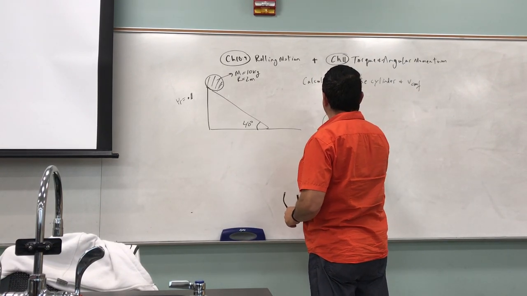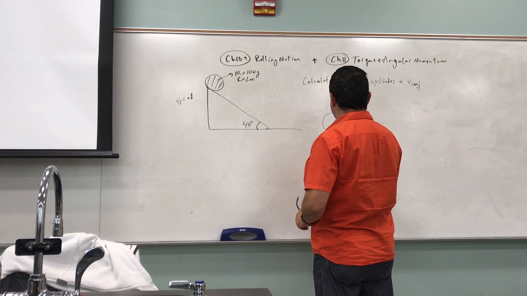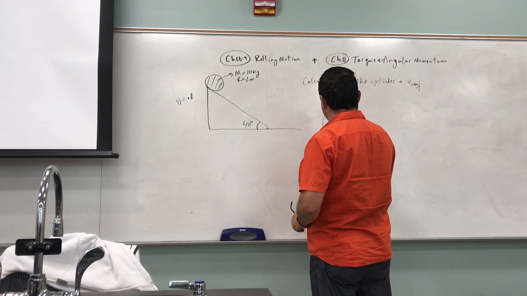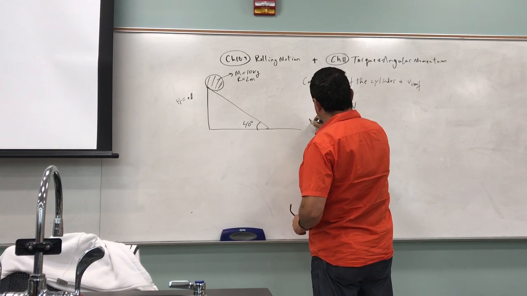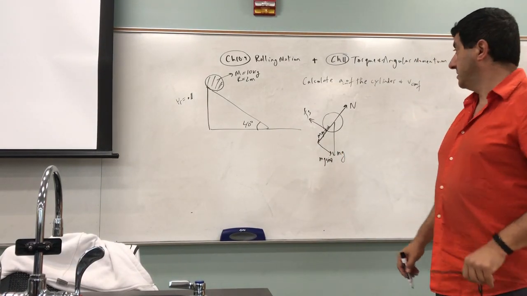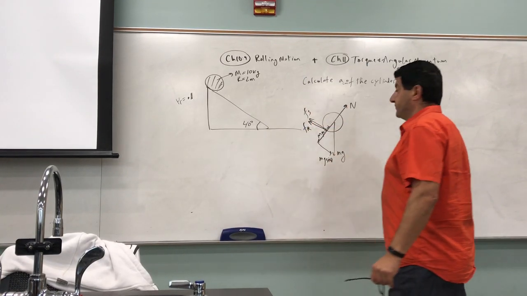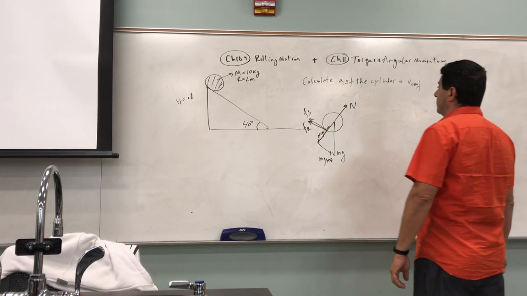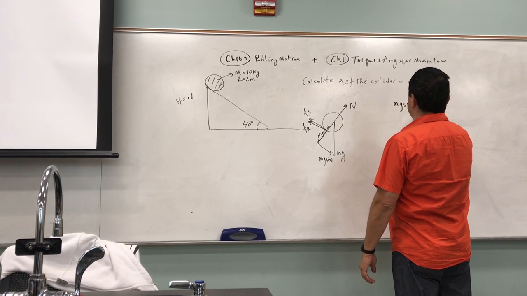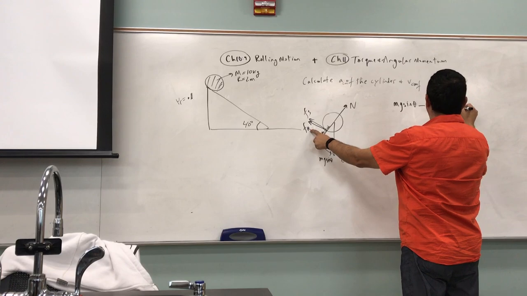Now we do the forces on the object: the normal force, mg, then your mg sine theta, and then mg cos theta. Then you have friction Fs, static friction, which makes it roll. And on top of it, you've got rolling friction, f sub r. So translationally, what's going to happen? mg sine theta minus Fs minus Fr is equal to Ma.